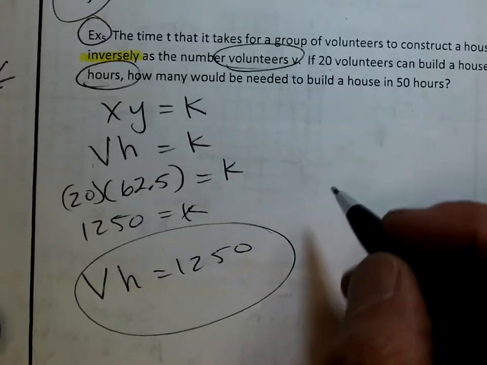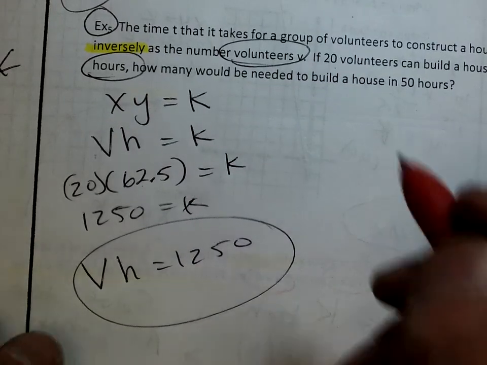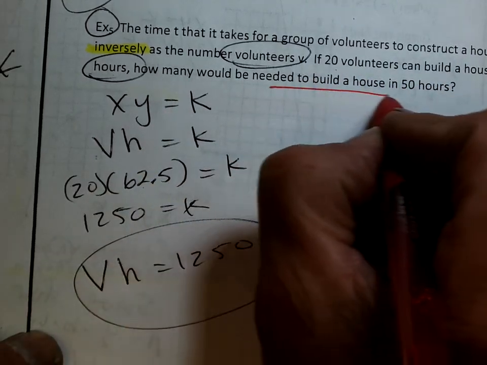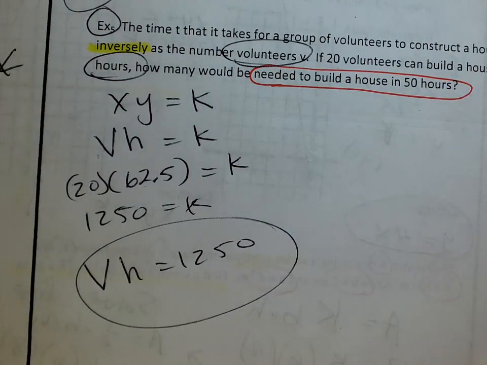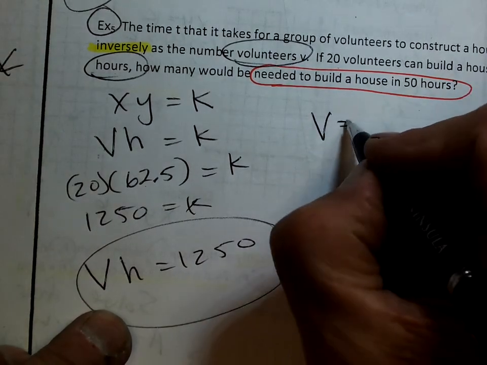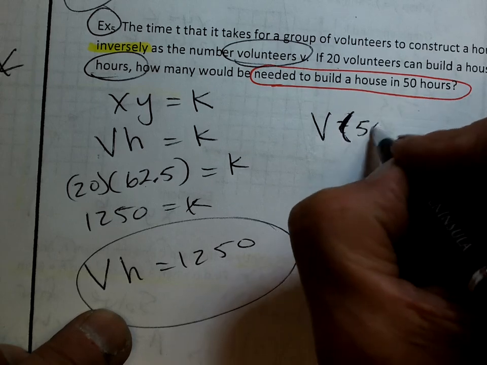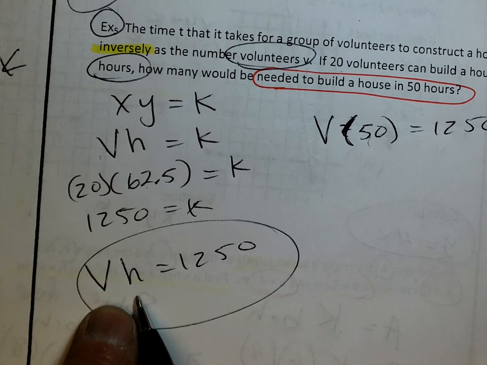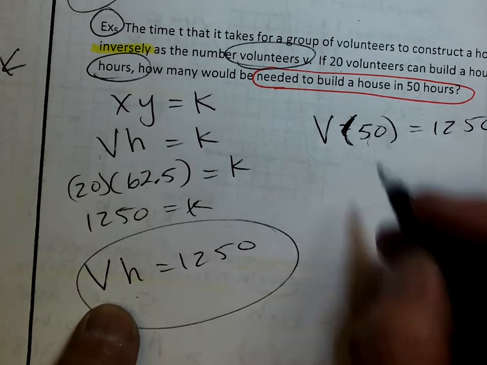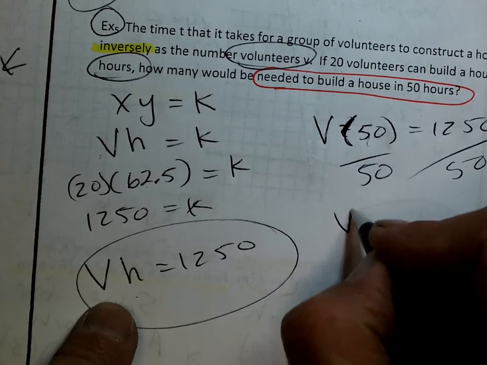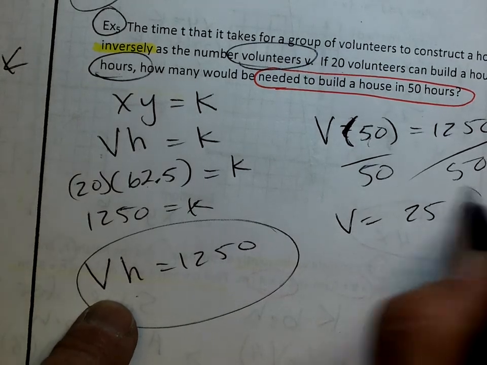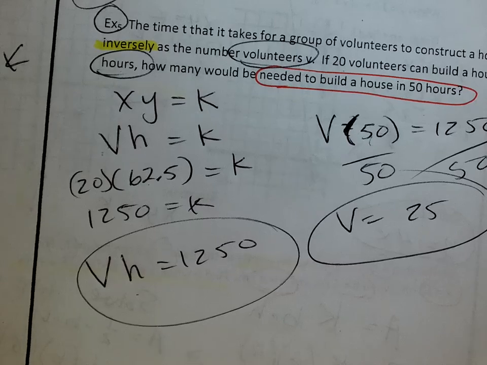Let's use my equation. So now there's more information. How many volunteers would we need to build a house in 50 hours, okay? So now we're looking for how many volunteers, right? So let's just use our equation. V times 50 equals 1,250, because I put my 50 in for H. Divide by 50. And I get 25. So I need 25 volunteers to get the house done in 50 hours, okay?